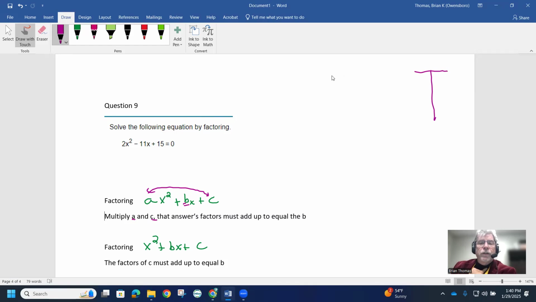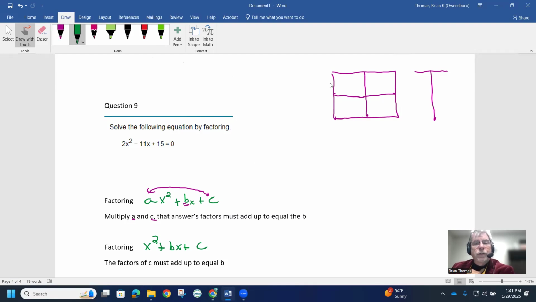Also, when it comes to the factoring, on this one I actually use Foursquare. I use a big old box here as an organizer. So this is kind of an old school way of doing it. In the Foursquare, the quadratic term goes to the top left. The constant, the 15, goes in the bottom right.